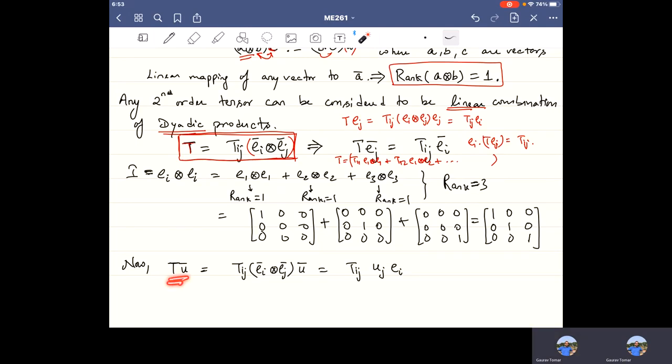Now, T of U, you will write as Tij Ei tensor Ej operating on U. Now you can write this as Ej dot U times Ei as the resultant vector. So U dot Ej is Uj, and you get Tij Uj Ei. So you are reducing it to Tij Uj Ei, which is now Vi Ei. So what is Vi? Vi is Tij Uj.